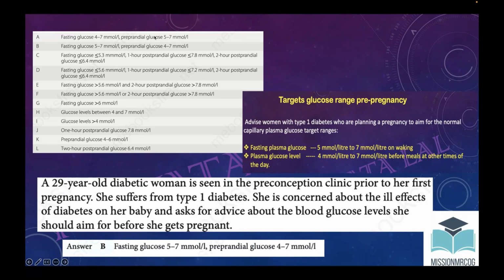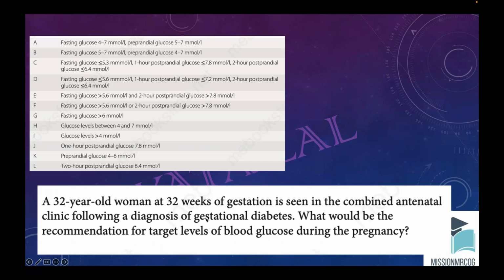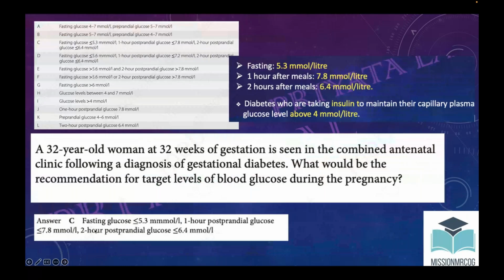So at 32 weeks of gestation, following gestational diabetes, what will be the recommendation during pregnancy? So now it is GDM. Easy formula. 5.6, 7.8. E. Okay, why is E not the answer? Because it is 2 hours. So 5.6, 7.8 is 1 hour, and 2 hour is 6.4. So C is the answer. So even this mistake can happen.